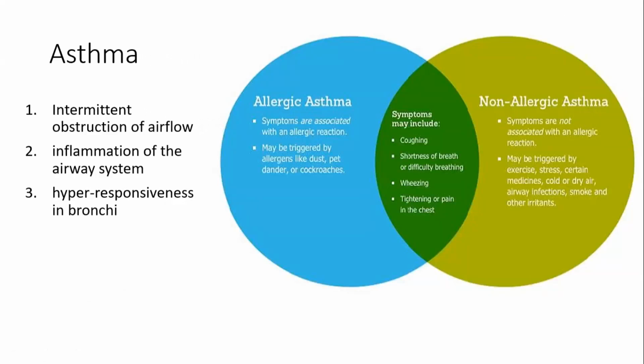Non-allergic asthma. So asthma is actually the intermittent obstruction of airflow, okay? Inflammation of the airway system and hyperresponsiveness in bronchi. So the allergic asthma means that the symptoms are associated with an allergic reaction and may be triggered by allergens like dust, pet dander, or cockroaches. And non-allergic asthma is characterized as the symptoms are not associated with an allergic reaction. So this may be triggered by exercise, stress, certain medicines, cool or dry air, airway infections, smoke, and other irritants.